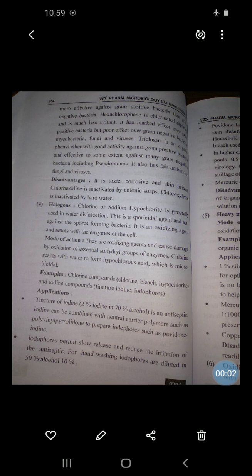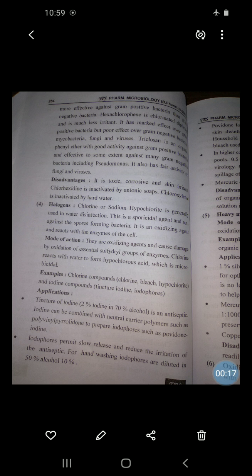Good afternoon, friends. In the last lecture, I discussed a few parts of the classification of disinfectants. Today, we will continue the same topic. In the last lecture, I covered the aldehydes, phenols, and alcohols.